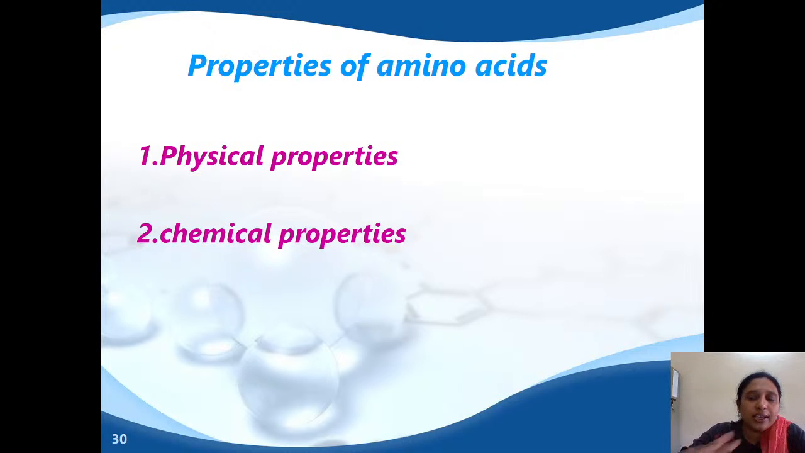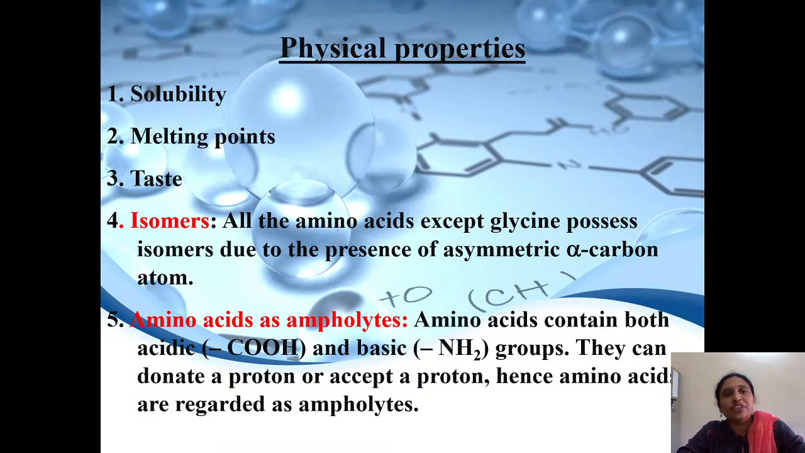The properties exhibited by the amino acids will be discussed under two headings: physical properties and chemical properties. Physical properties: first, solubility. Most of the amino acids are soluble in water, but a few amino acids which are hydrophobic may be soluble in organic solvents. Amino acids may have particular melting points, and usually amino acids are tasteless.